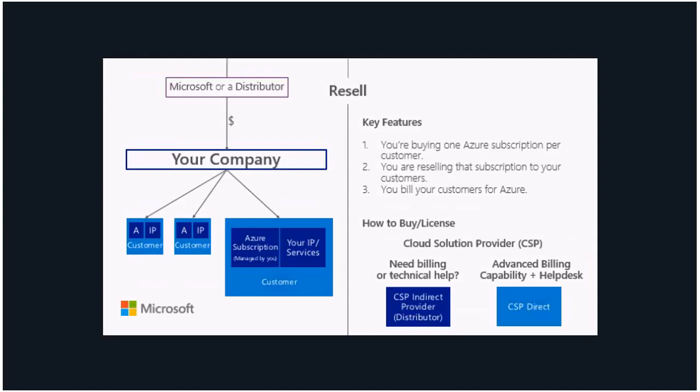And then alongside that, you've got your IP or your services that you're wrapping around that subscription to make up your offer or your product for the customer. So the key features of this model are, firstly, you're buying one Azure subscription per customer.